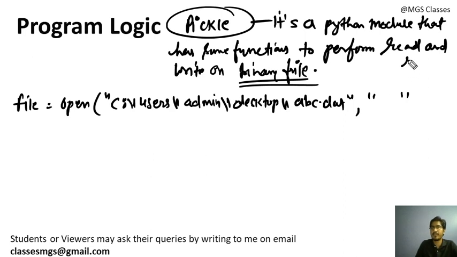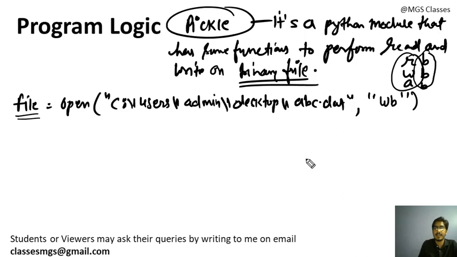Read mode, write mode, and if you are reading, writing and appending in the binary file, then you need to put the b at the end. In case of a text file, you need not put the b because it is read, write and append mode by default. Without putting b, it will be text file mode. So if you are trying to create a file, you need to use write binary mode. This will create a file handler.